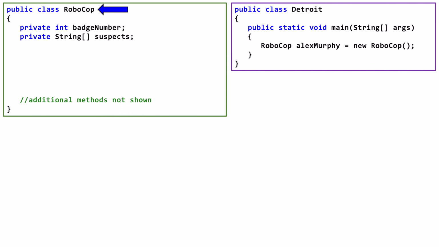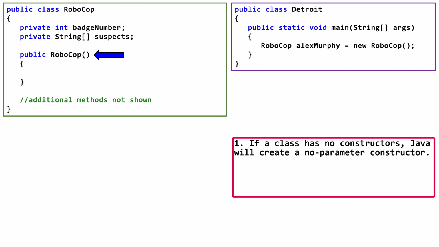We see that the RoboCop class doesn't even have a constructor. In cases where the programmer doesn't write any constructors, Java will give us a freebie, no parameter constructor. Remember, we only get this freebie if there are no other constructors, and it will always have no parameters. For the time being, we can think of the body of this constructor as empty.